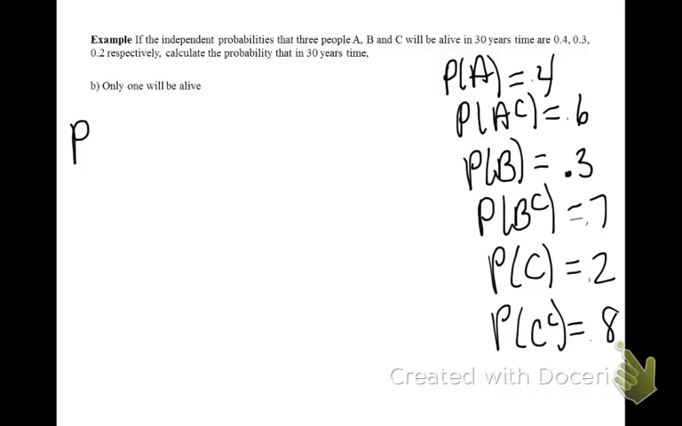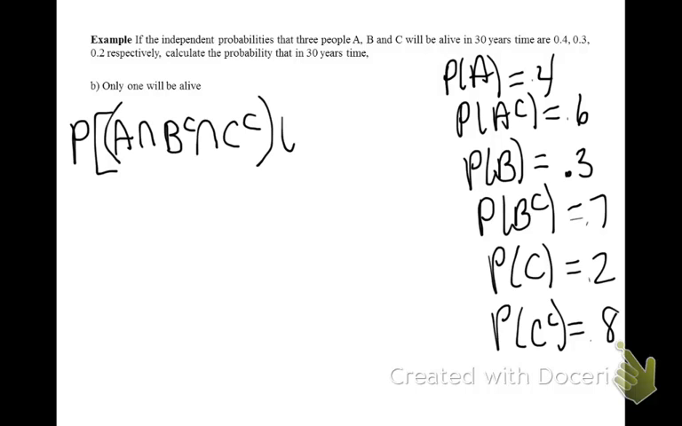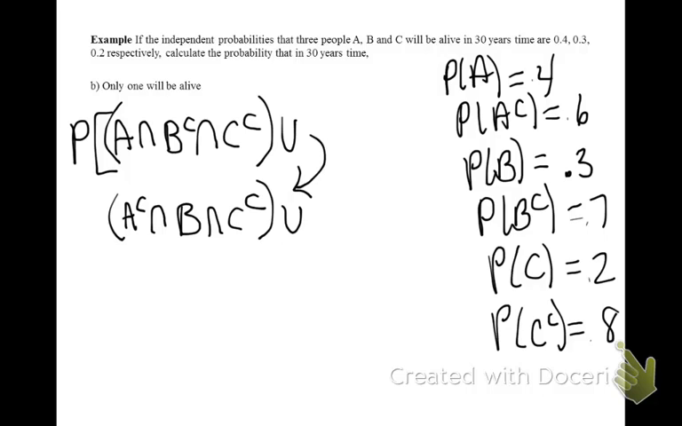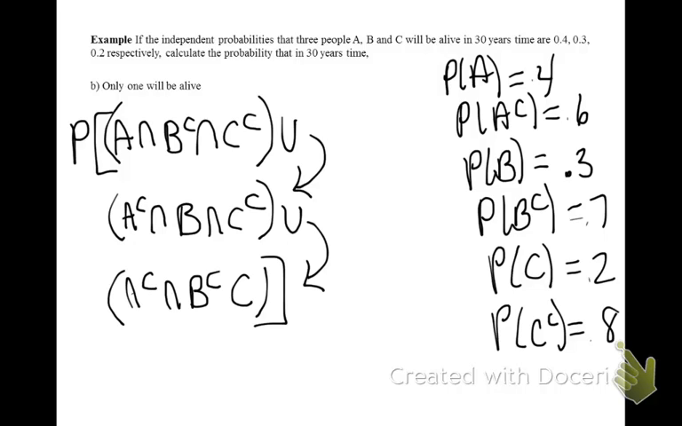In part B, we want to find the probability that only one person will be alive. Well, in terms of notation, this is the probability that A lives. But if A lives, that means that B and C both have to die. Now, the other thing that could have happened is that person B lived. But since only one person can live, that means that A has to die and C has to die. Or the last scenario would be that person C lives. But if C lives, then A and B have to die. So this is the probability I'm looking for.